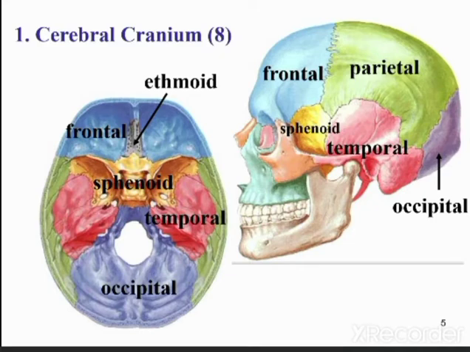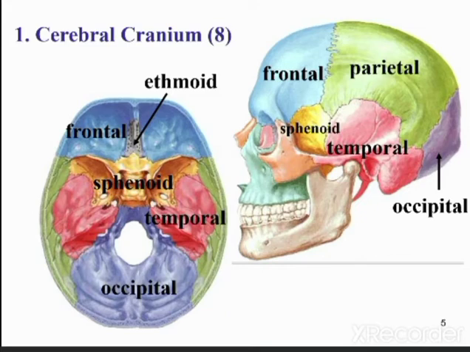Thirdly, we study the cerebral cranium bones one by one. The cerebral cranium consists of 8 cranial bones, which connect with each other from the cranial cavity, including the brain. The 8 bones is what? Here you can see the picture. Let's study them one by one.